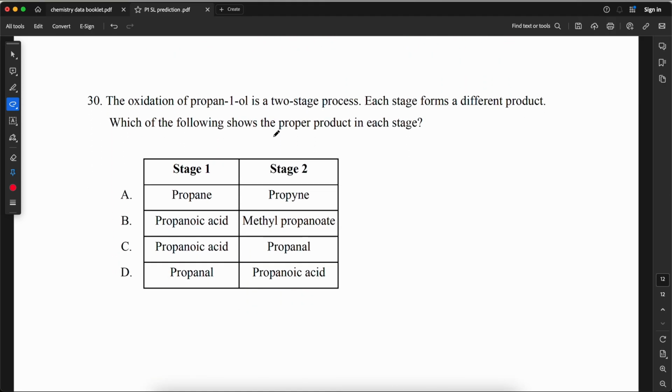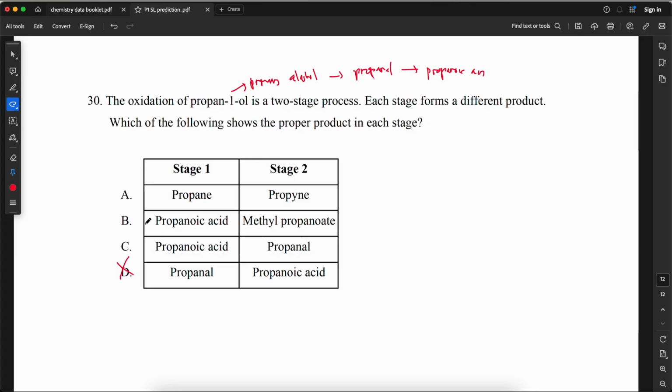The oxidation of propan-1-ol is a two-stage process. Each stage forms a different product. Propanol is a primary alcohol. When it is oxidized, first it will produce aldehyde, which is propanal, and if you oxidize again, it will produce propanoic acid. The answer is D.